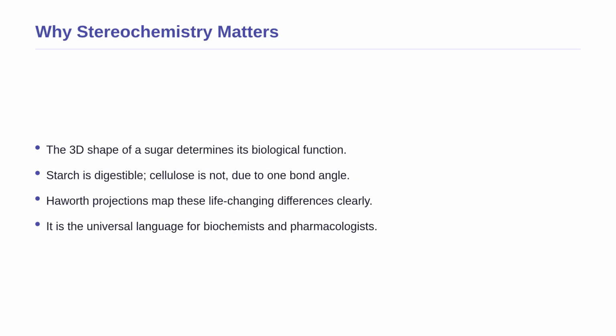You might be wondering why we care so much about these exact upward and downward directions. Understanding the Haworth projection is absolutely critical because the three-dimensional shape of a sugar determines its biological function in the real world. For example, the only difference between the starch in a potato that you can easily digest and the cellulose in wood that you cannot digest is the upward or downward angle of a single chemical bond. This projection is the universal language used by doctors and biochemists to design drugs and understand metabolic diseases.